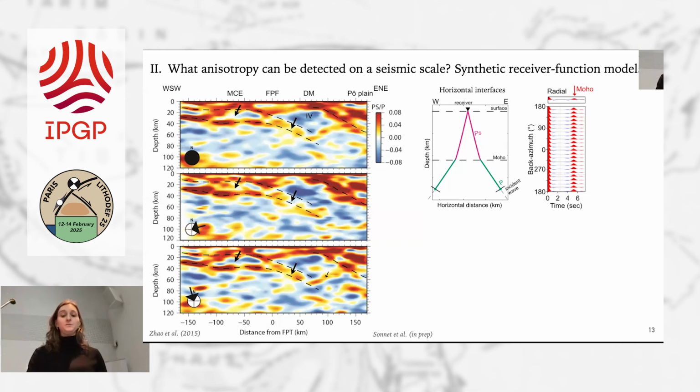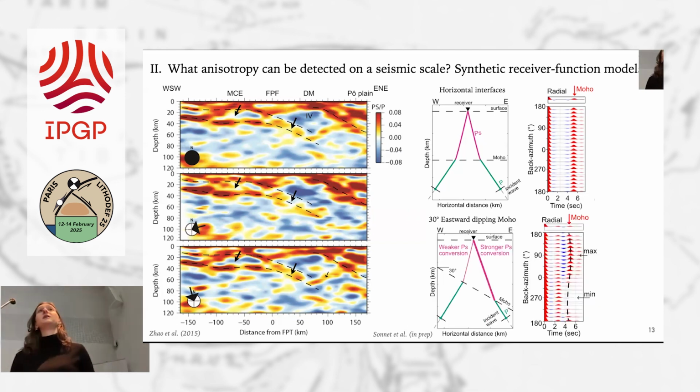And if now we give a dip to this interface, the initial amplitude changes, with a maximum amplitude in the down dip direction, as the conversion is stronger here, and a minimum amplitude in the up dip direction, as the conversion here is weaker.